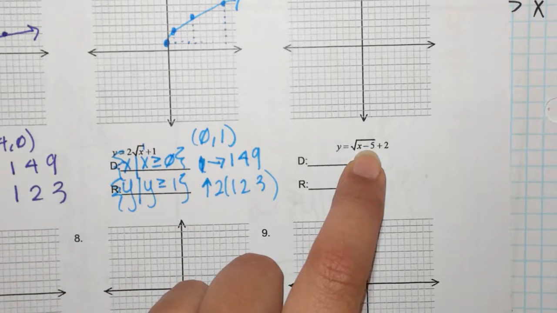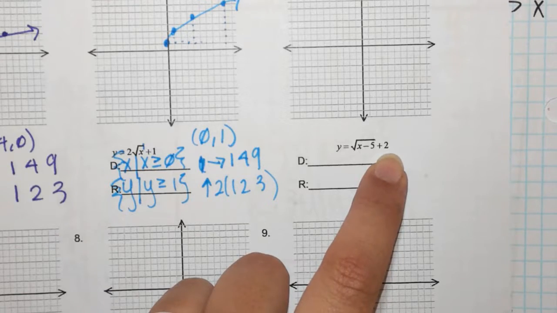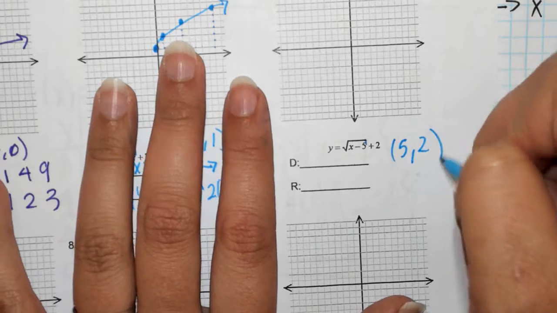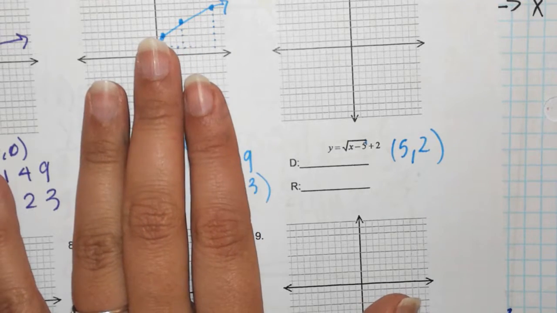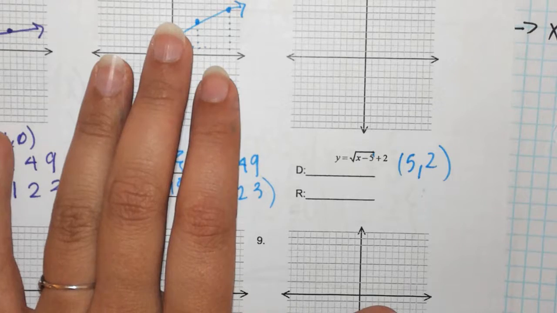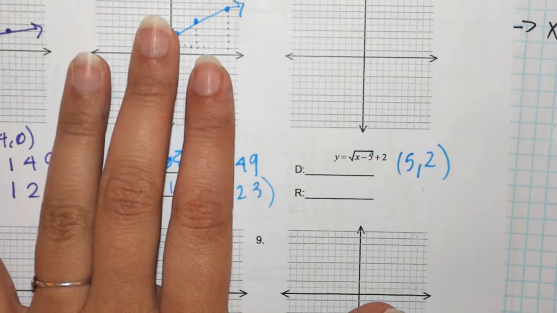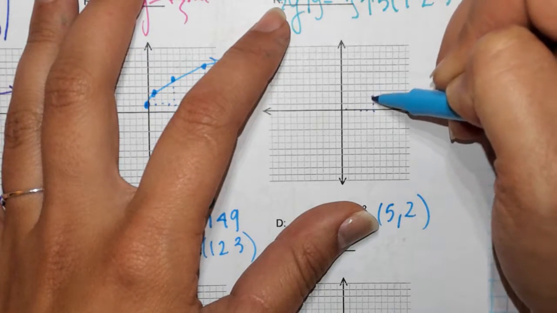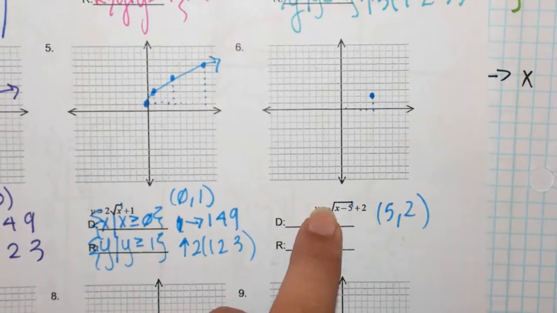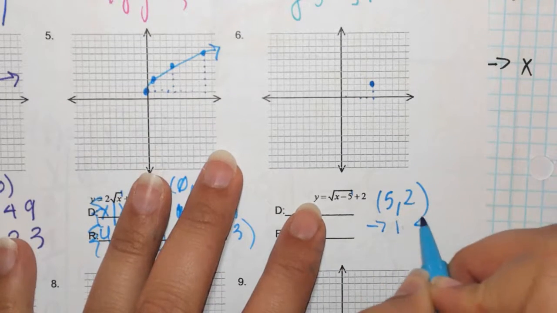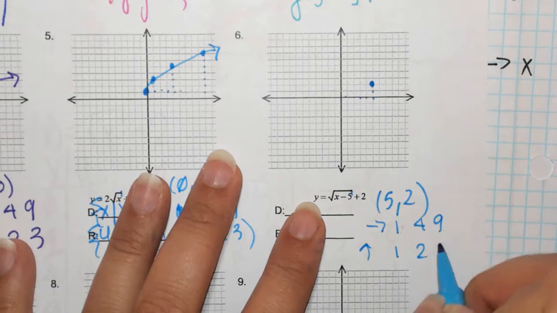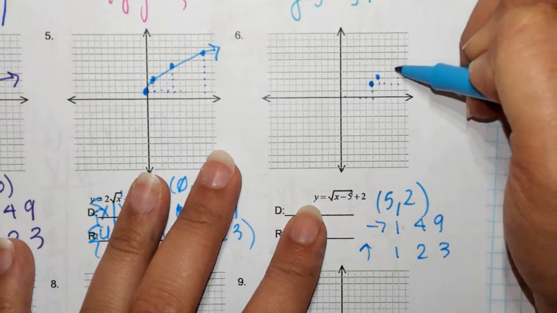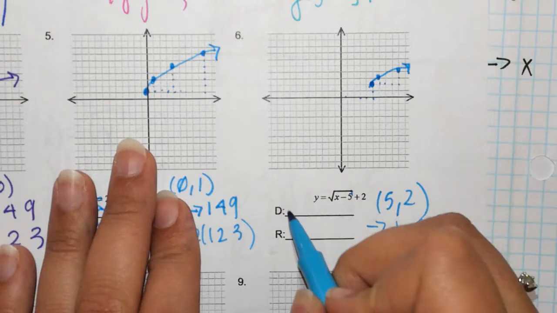This -5 is under the radical, but that +2 is on the outside. Okay, so make a hook right there. And then that's 5, 2. So then you go right 1, 2, 3, 4, 5, up 2. And then we don't have a number out front, so it's right 1, 4, 9, up 1, 2, 3. So right 1, up 1, right 1, 2, 3, 4, up 2. We can't go any further, so boom.